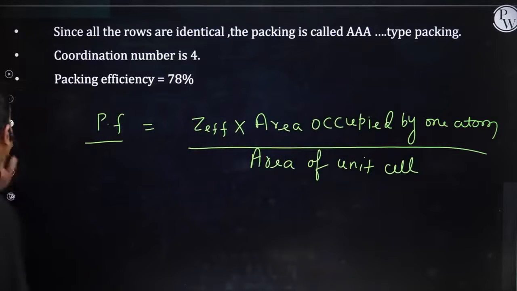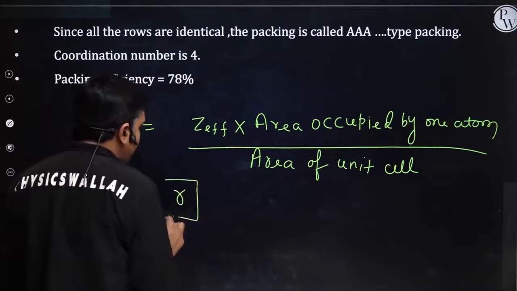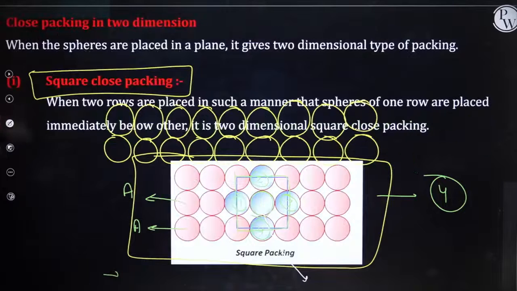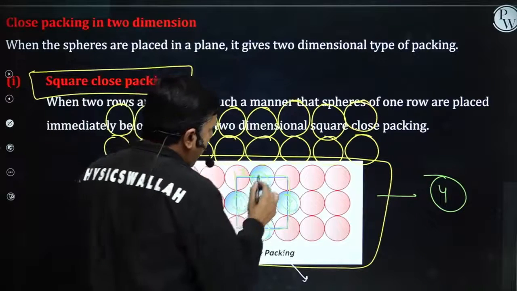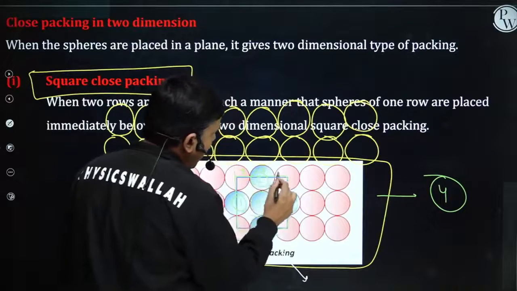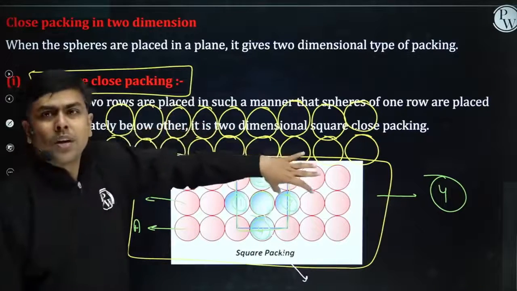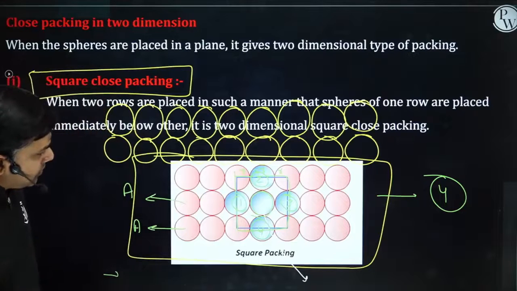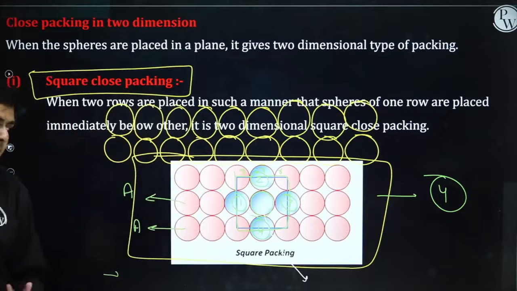Okay. Let's try to calculate the relation between R and A. R is the radius of atom and A is the edge length of unit cell. So can I say basically here 4R equals A. 4R equals A. Am I clear, students?